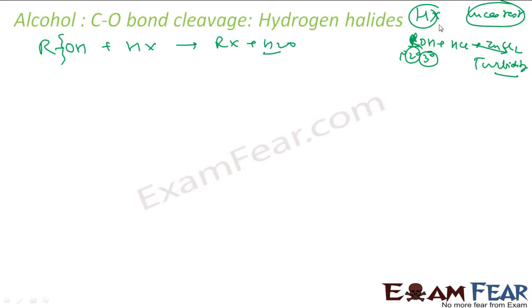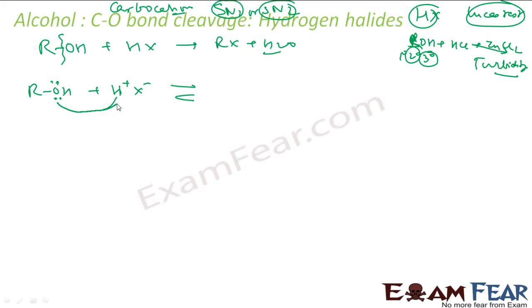Here carbocation is formed and it can be either SN1 or SN2 reaction, depending on whether it is 2 degree or 1 degree or 3 degree. Since it is SN1 or SN2, this carbocation formation is there, correct? So if you want, I can write the mechanism for this. So let's see, this is ROH and this is H plus X minus, HX, this is a pretty fast thing. This oxygen lone pair will attack H, because this has electrons.